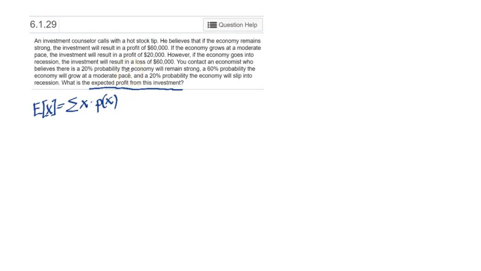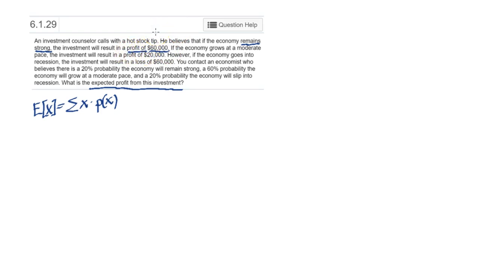Hopefully you're familiar with that equation. It should look something like this. And to be able to do this, we need to build a probability distribution, a discrete probability distribution. And we have three different values that are possible. If it remains strong, we have a $60,000 profit. So that's the profit.